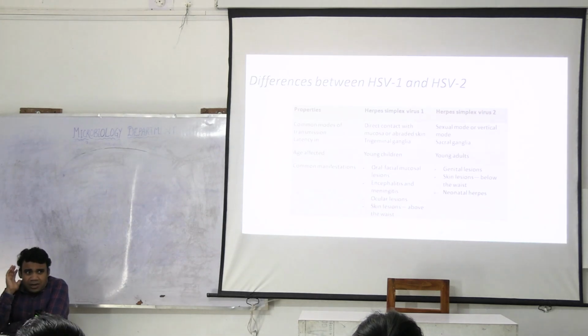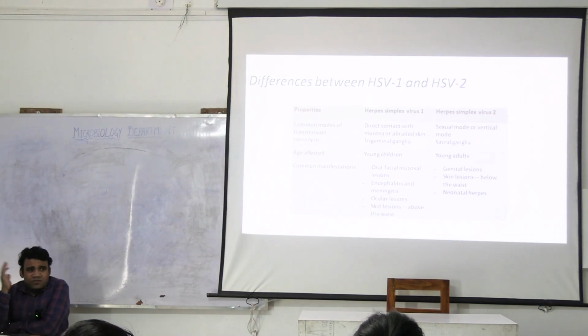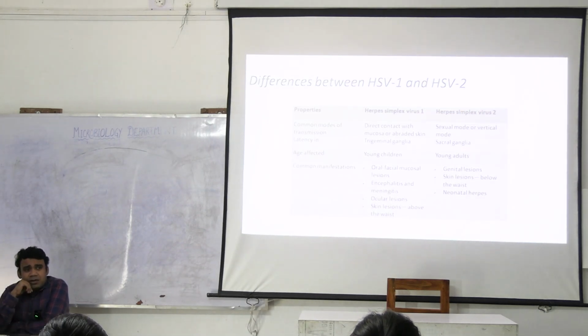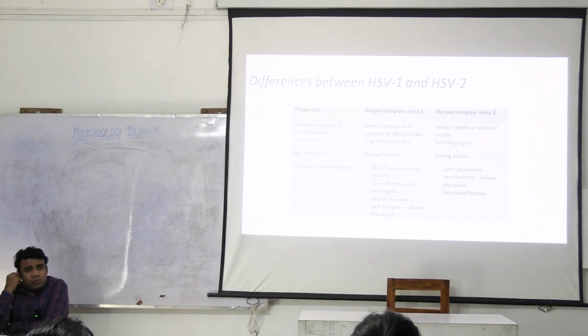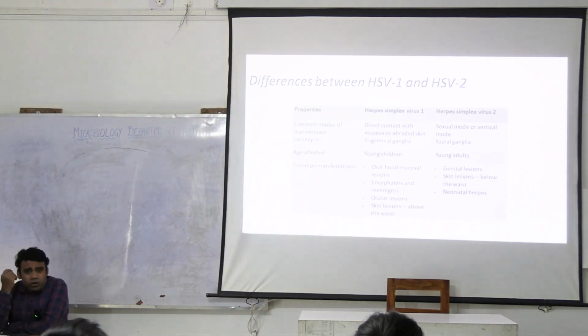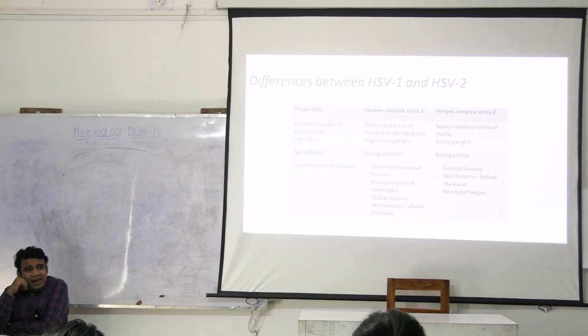However, this is not a rule, it's a consensus. That means commonly it is seen, but it is not a rule. We do encounter HSV infection anywhere in the body. Now, if you look at the differences again, you can see the age affected. HSV1 commonly affects children more, spreading among children more commonly, whereas I have already told you HSV2 is more commonly associated with the sexual route of transmission. Hence, the transmission is more commonly seen in adults, especially young adults.